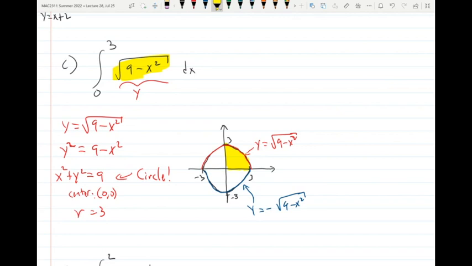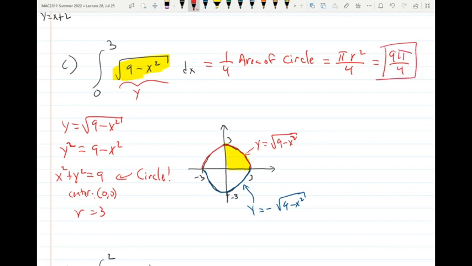And then, of course, at this point, I have to give you the easy one. Anyways, the point is that the answer here is a quarter of the area of the circle. And what's the area of a circle? Pi r squared. So this is pi r squared divided by 4 because it's a quarter. And what's r in this case? 3. So what's the answer? 9 pi over 4.